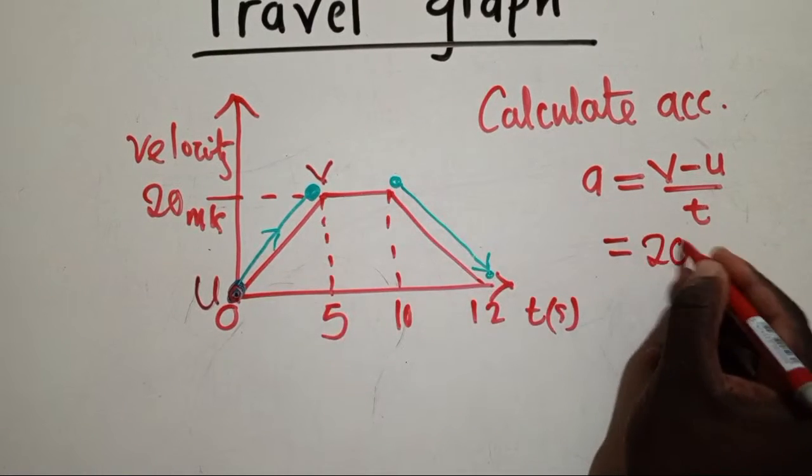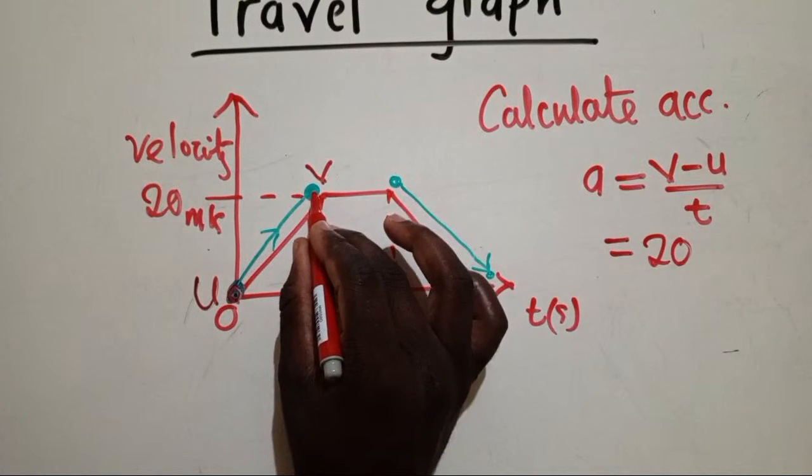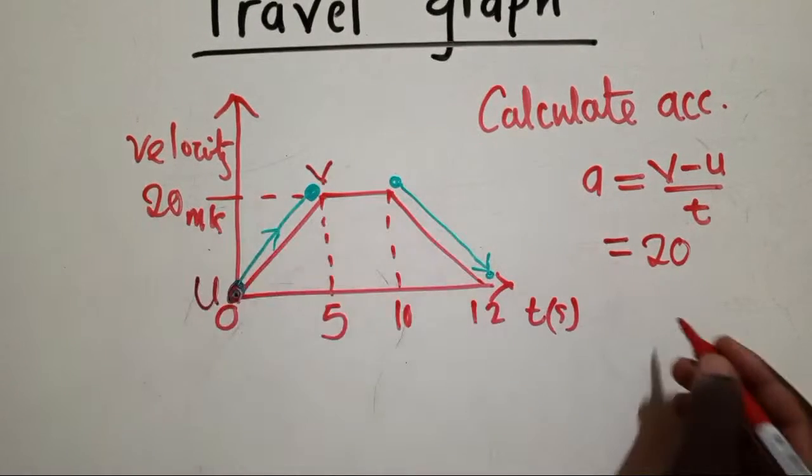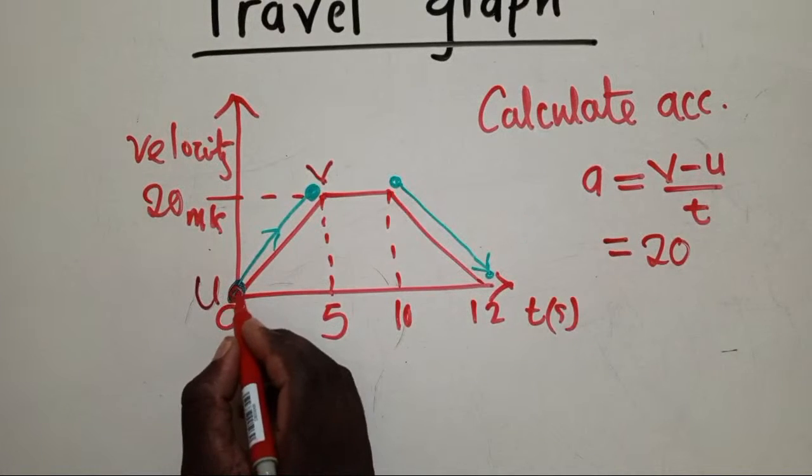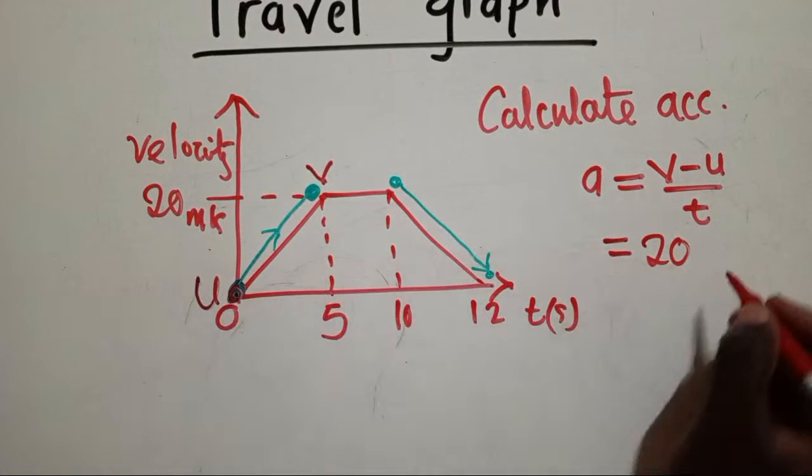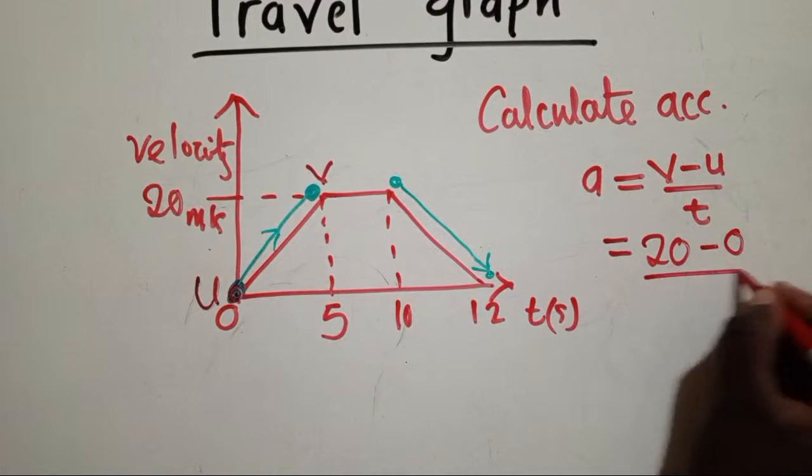It's a 20. So you always come here where it ended and look this side. What number do you have? It's a 20. For initial velocity, you check where it's starting. What number do you have here? It's a 0.